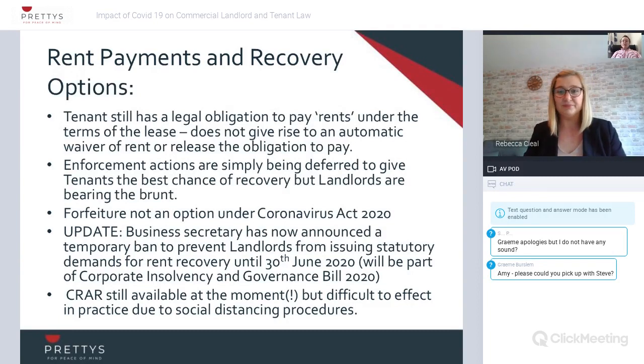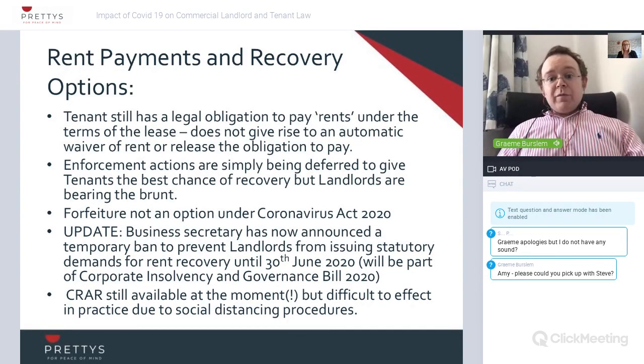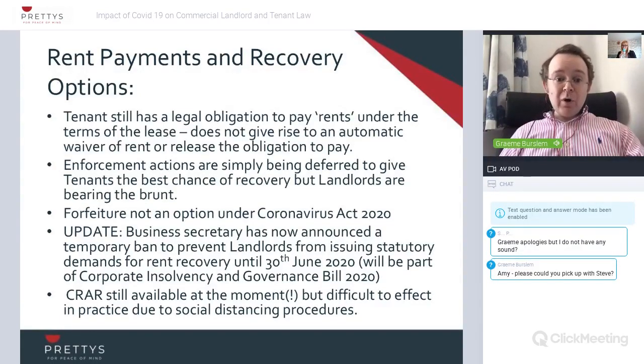Thank you very much. So pointing out the obvious, just starting at the beginning, there's nothing in the Coronavirus Act which relieves tenants from their obligation to pay rents under their leases. It's not like they're getting an automatic rent payment holiday. And as Becky mentioned in the previous slide, you would have to give an express waiver in order to forego the rent, so they don't get an automatic holiday.